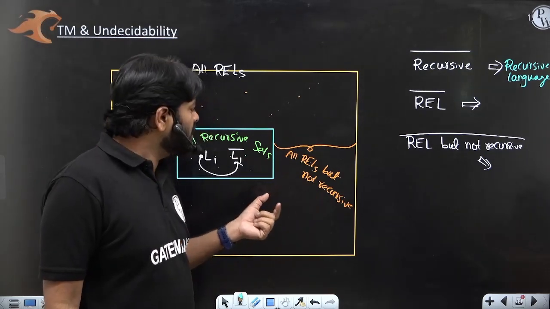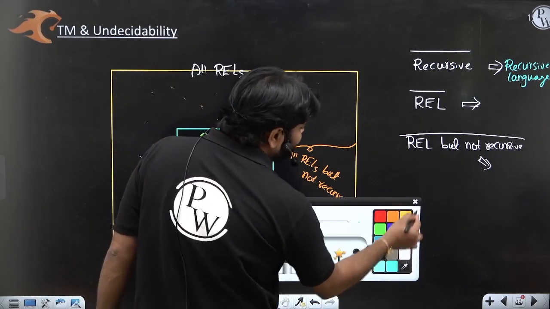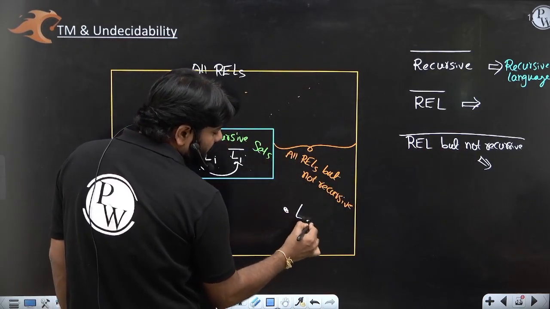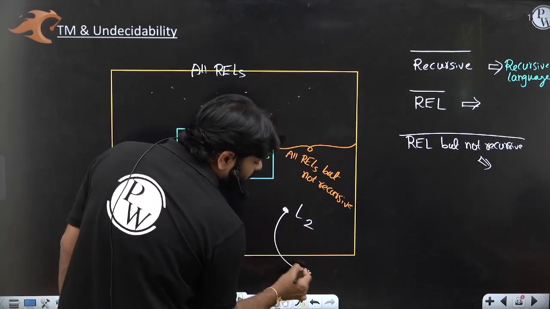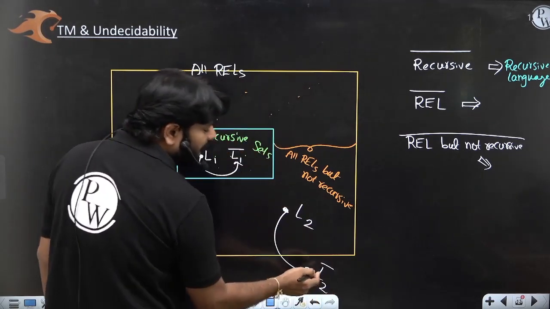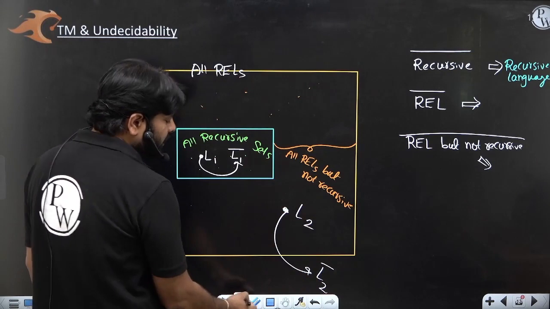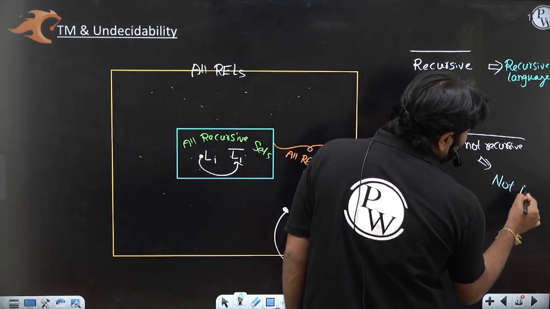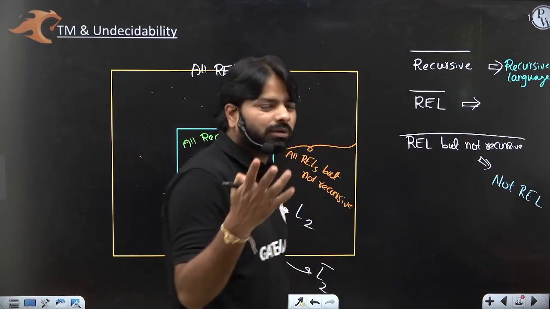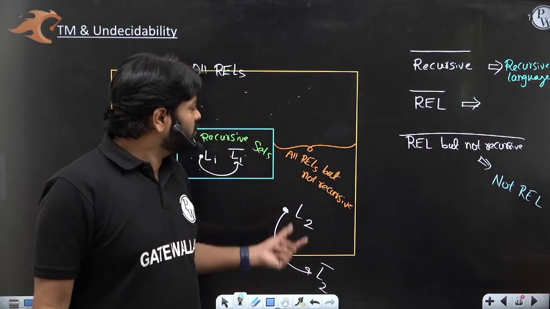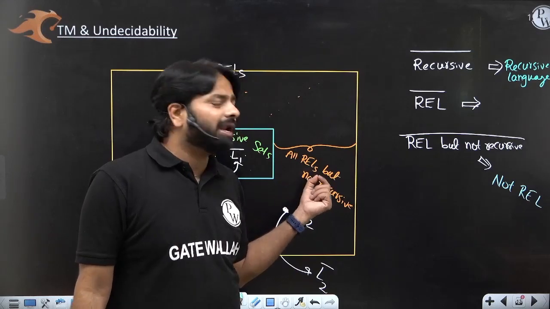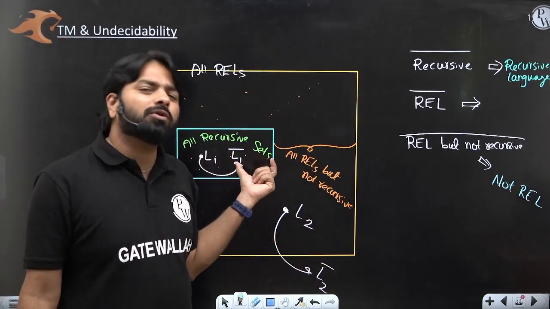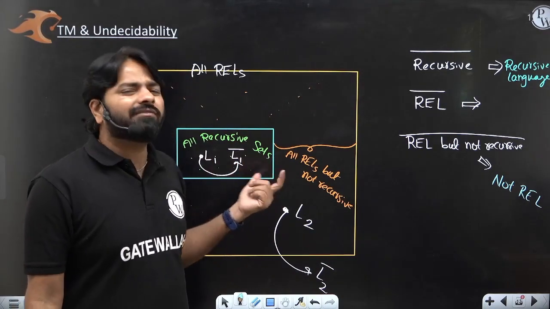That makes an issue. In case the language is like this one, REL but not recursive, let's say this is L2, and this language's complement goes here, it means this language is not REL. So the answer: the complement of REL but not recursive is going to be not REL. We will never have a Turing machine for L2 complement. So even though L2 has a Turing machine, L2 complement will never have a Turing machine. But L1 and L1 complement both will have a Turing machine. In fact, both will have a halting Turing machine also.